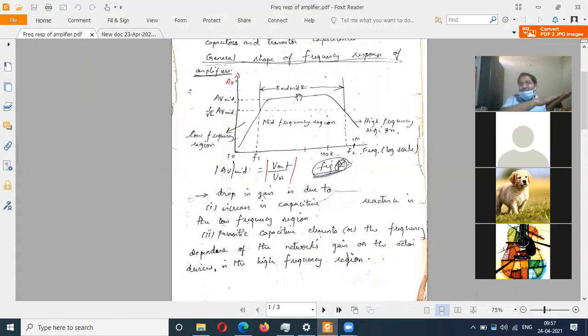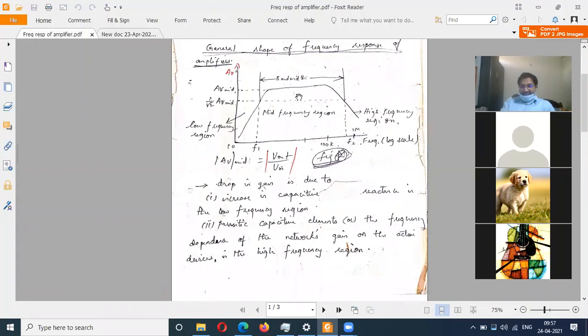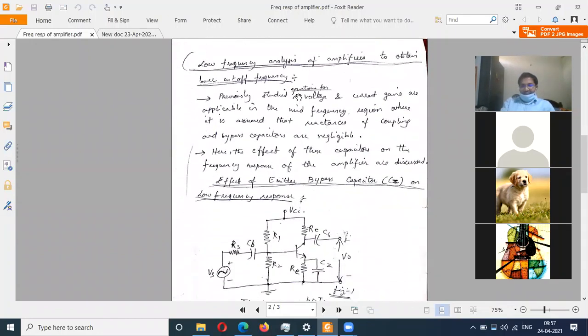Where we will consider this circuit, okay? And capacitors we will take as short circuit and we will proceed. Of course, VCC replaced by ground, right?